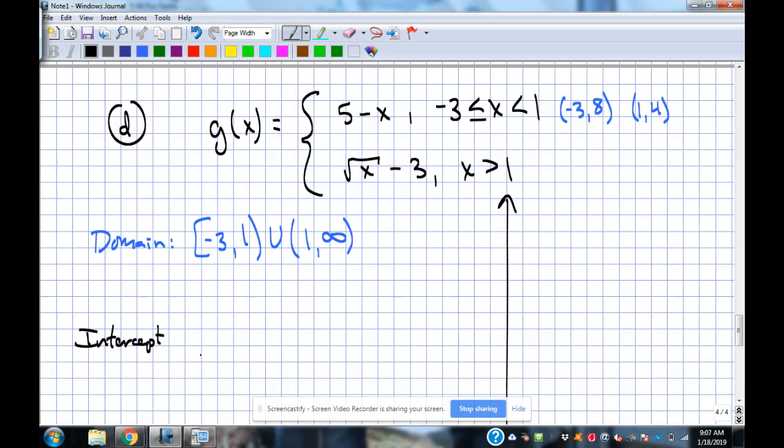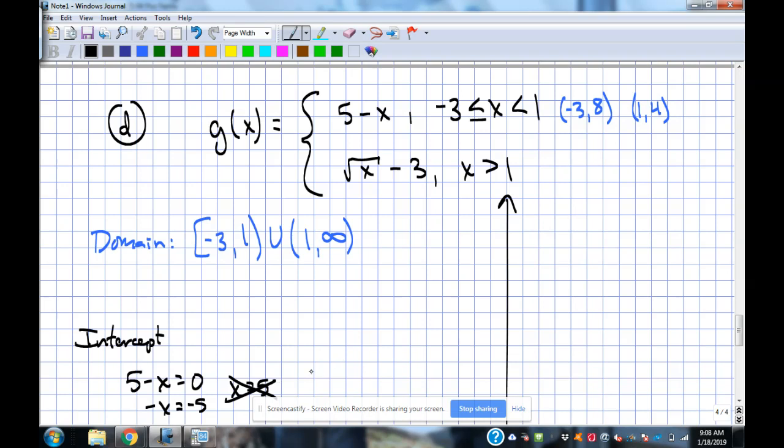Okay, to get an x-intercept, we're going to plug a 0 in for y. So if I set the first one equal to 0, 5 minus x equal to 0. That'd be negative x is equal to negative 5. That'd be x equals 5. Does that x-intercept exist for this one? No. 5 minus x is the first part. What's the domain of the first part? It goes from negative 3 up to 1. 5 is not in that. So that's not an intercept.